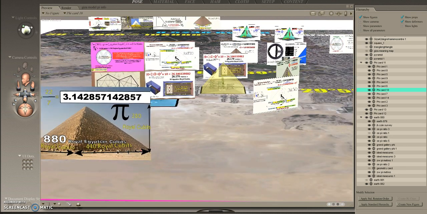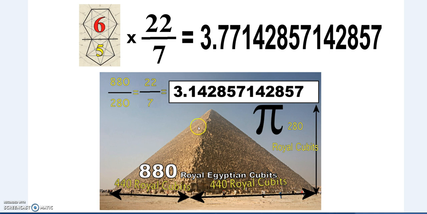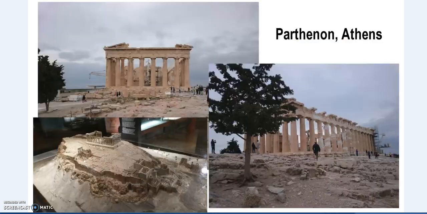which brings us to something else, and that's 6/5 times 22/7 is 3.7142857 142,857. And that will now bring us to the Parthenon as one example, and how this system has been passed on through the ancient times to the modern era as well by the people who understand and still practice the craft.